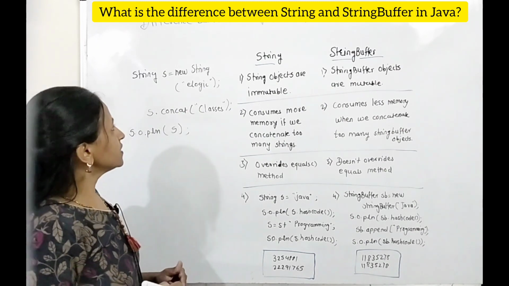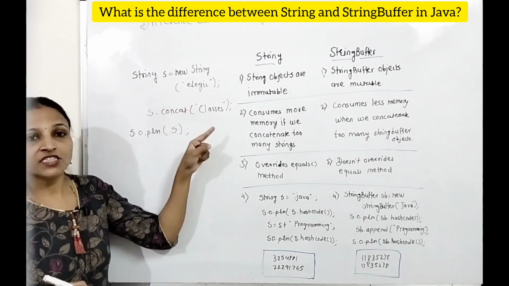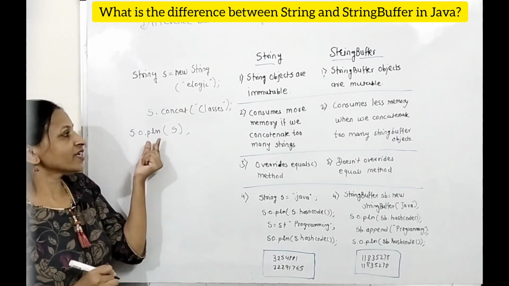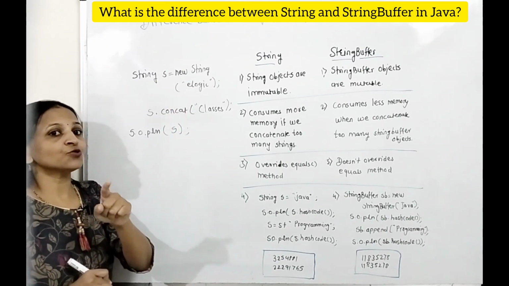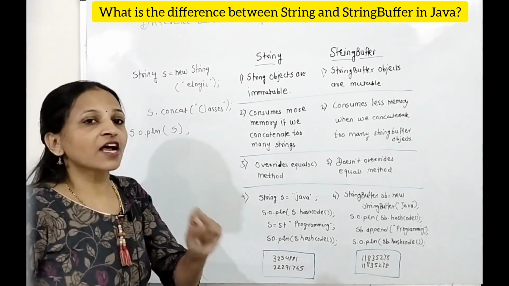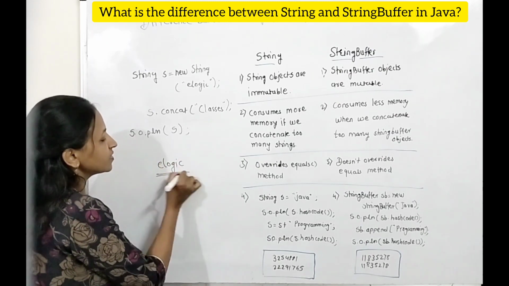Now just think on this, what will be the output in this case? eLogic classes, because we are concatenating classes to this eLogic. But see, this is totally wrong. You will get here output only eLogic, that original string.